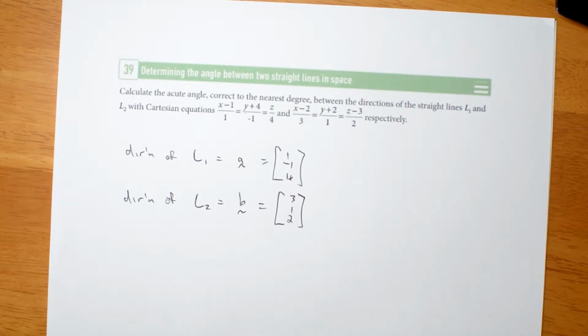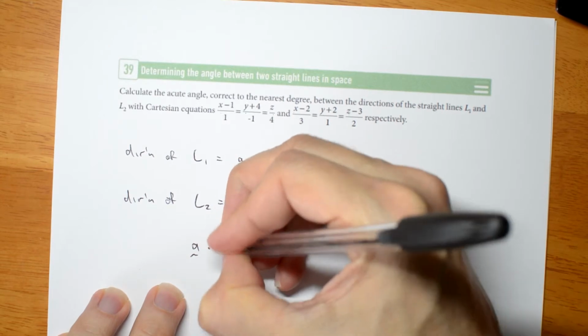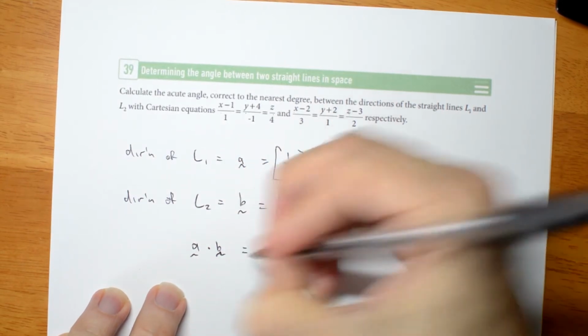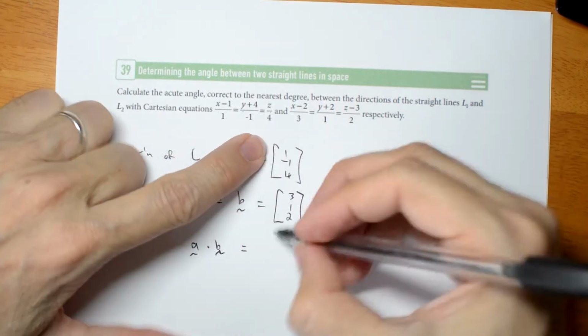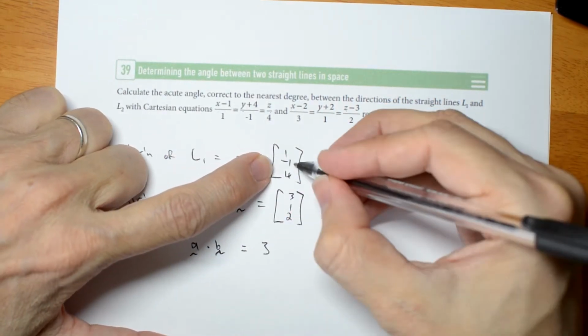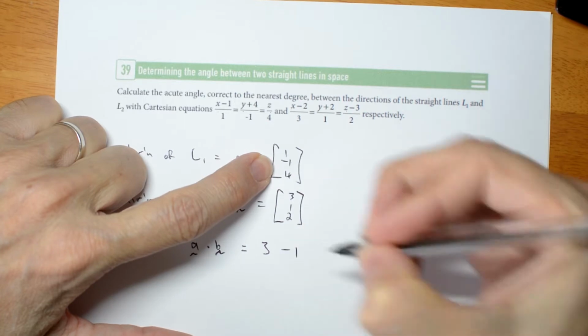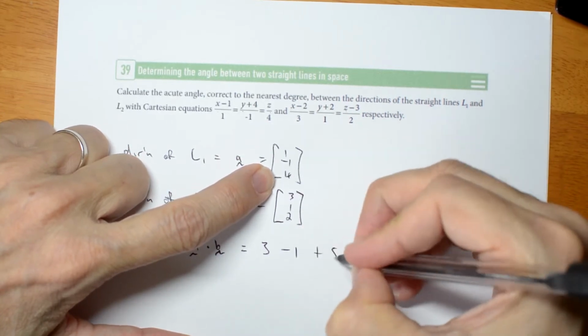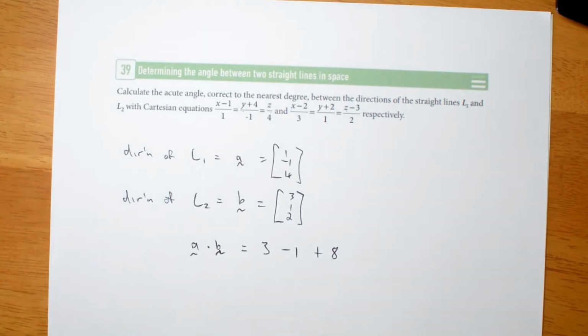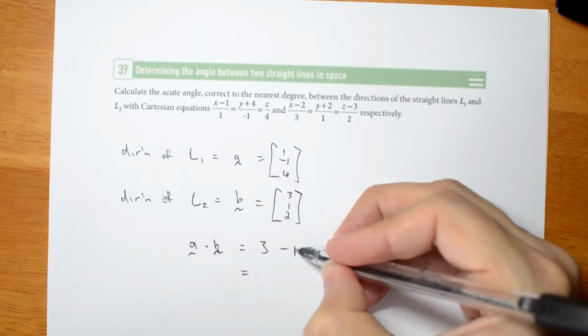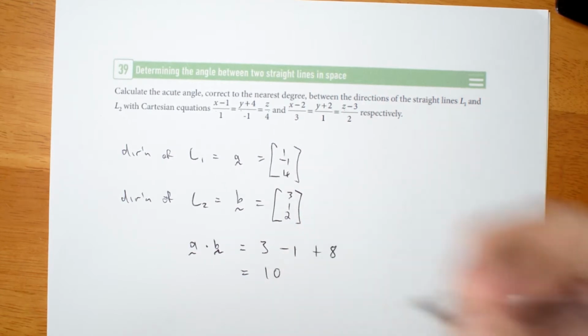Okay, I've got my 2 vectors. I'm going to use the dot product. A dot B is component-wise multiplying and adding. 1 times 3 plus -1 times 1 plus 4 times 2. Well, that is 3 take 1 is 2 plus 8 is 10.